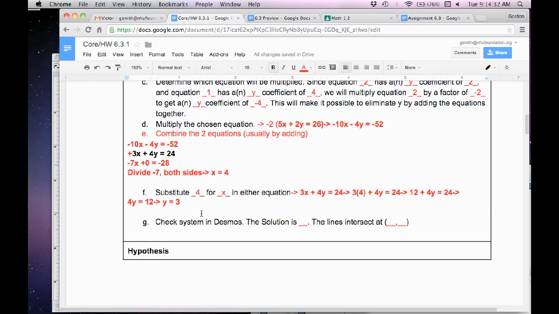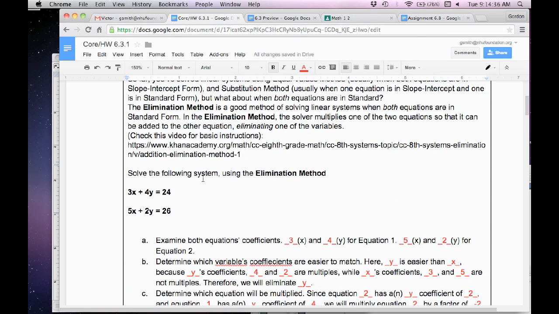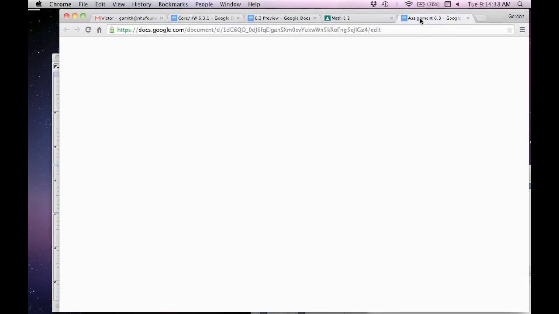So now we've got to check in Desmos. We expect it to intersect at (4, 3). We'll open up Desmos and we'll put in this system. So let's take a look here.